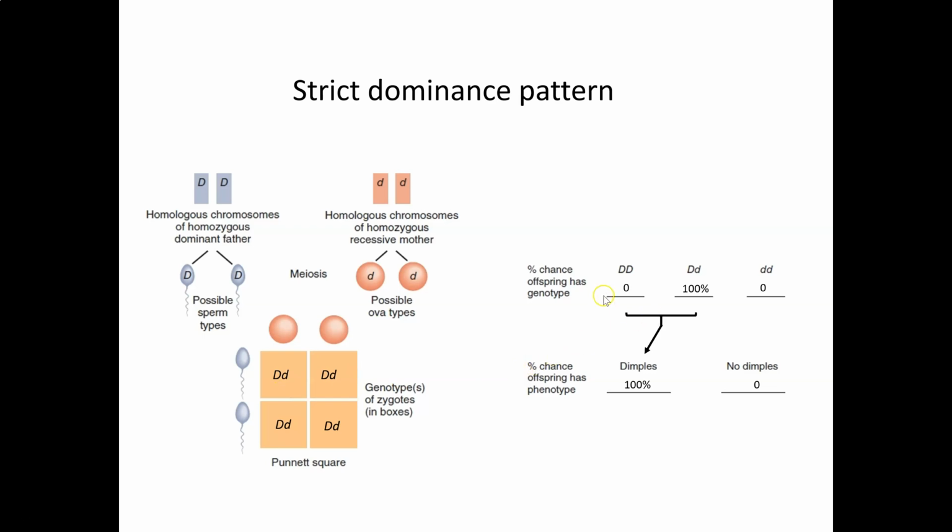So if you fill out the blanks here, what's the percentage of offspring with the genotype homozygous capital D? 0. None of them. What's the percentage of getting a heterozygous combination? It's 100%. And what's the percentage of getting a homozygous recessive genotype? 0. For this particular mom and dad genotype, all of the offspring are going to end up heterozygous. And this only looks at genotype.